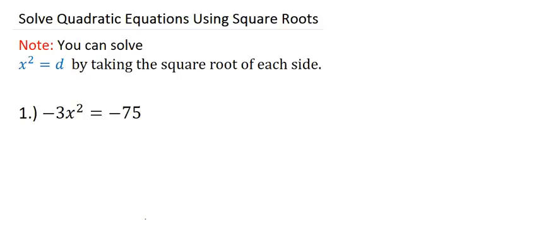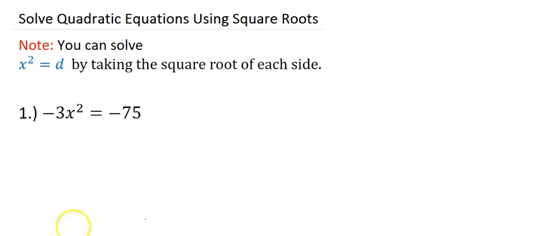Alright, in this video you will be learning how to solve quadratic equations using square roots. In the past, we have solved quadratic equations by factoring, when we solved polynomial equations. We have also solved them with graphing. So now we're going to do it by square root.